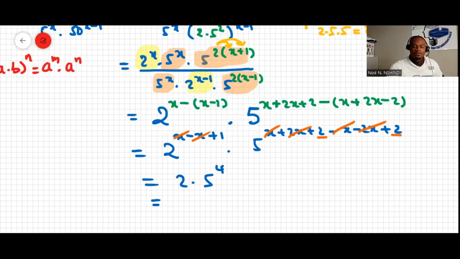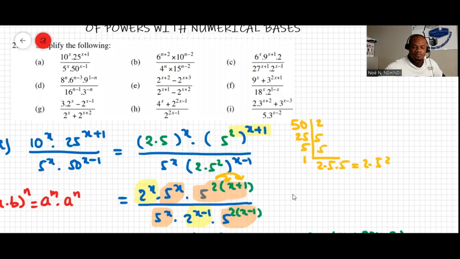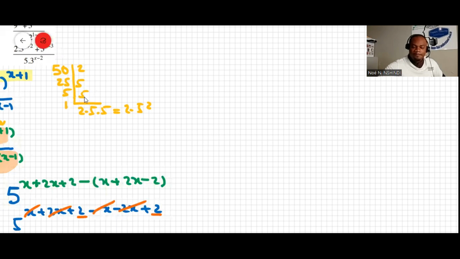And then 5 to the power of 4 is equivalent to 625, and this is equal to 625 times 2 is equal to 1,250. Okay, that was question A. Now we're going to do question B. Do it over here.